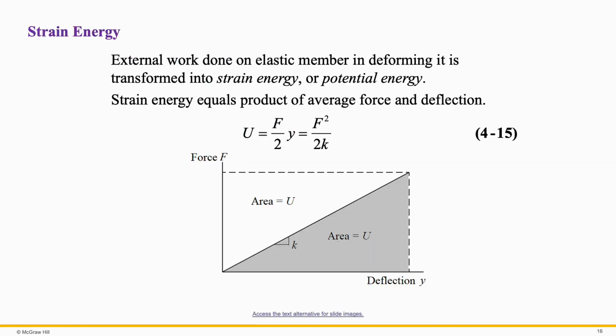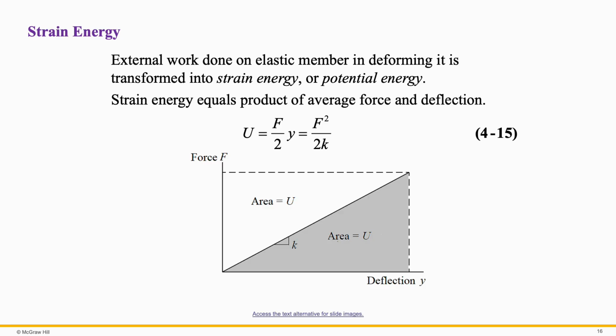The strain energy is produced when an elastic member experiences an external force that causes it to deform. The strain energy is equal to the product of the average force and the deflection when the elastic member is deformed by an amount of y. The force-deflection relationship is linear, and it can be presented as in this figure. The strain energy corresponds to the area under this force versus deflection diagram.